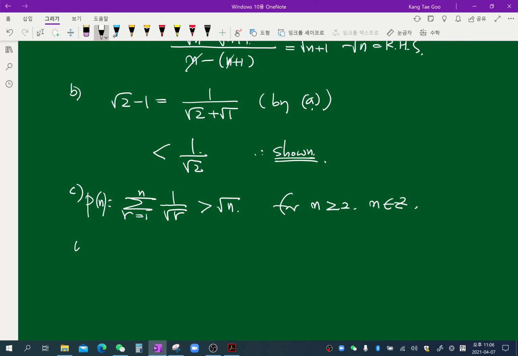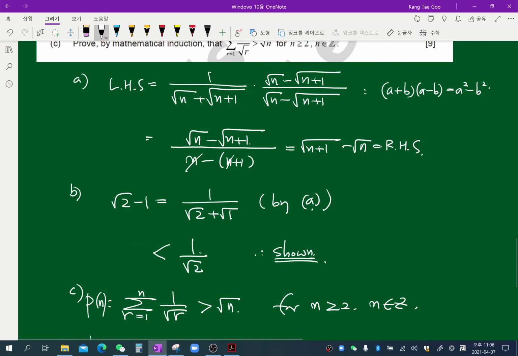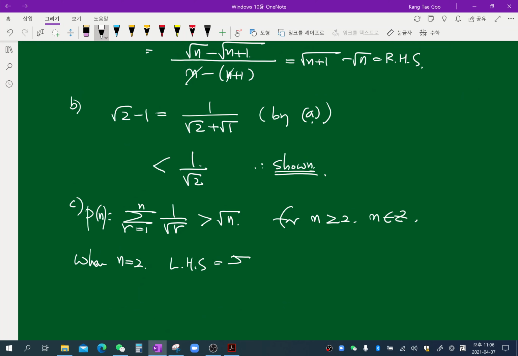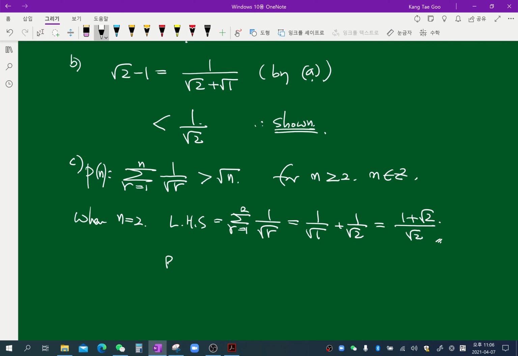When n goes to be 1, your left hand side is, no, n is 2, yeah, because our starting number is 2. Your left hand side is sigma r from 1 to 2 of 1 over square root r, which is 1 over square root 1 plus 1 over square root of 2, and then there is square root 2 and 1 plus square root of 2, correct? Okay, good. Your right hand side is square root of 2.